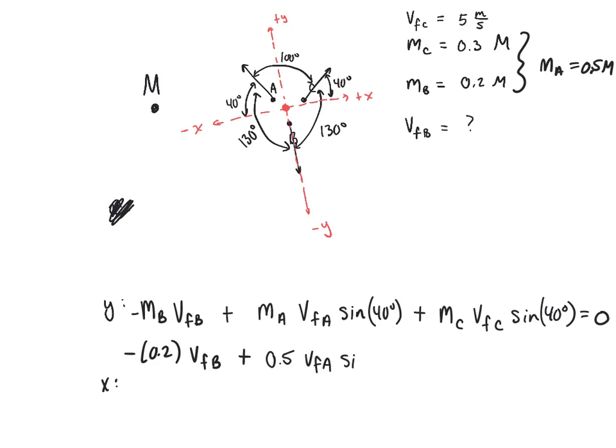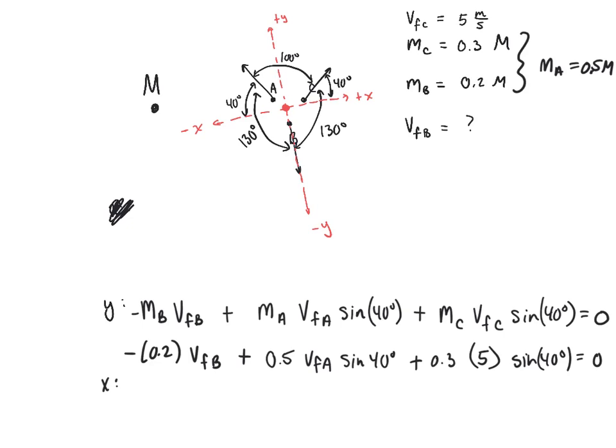VFA is unknown. Sine 40 is a value. MC is 0.3. VFC is given as 5 in the problem, and it's still sine 40 equals 0 there. So again, notice what happens here. The y direction has two unknowns.